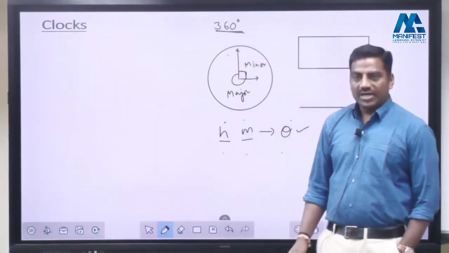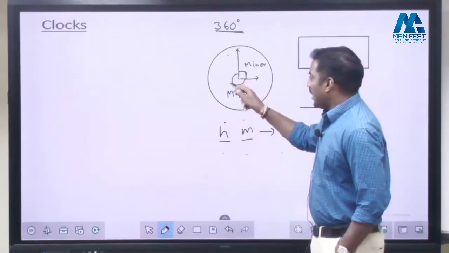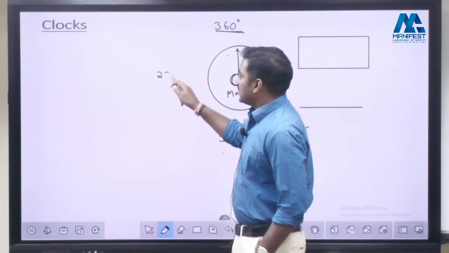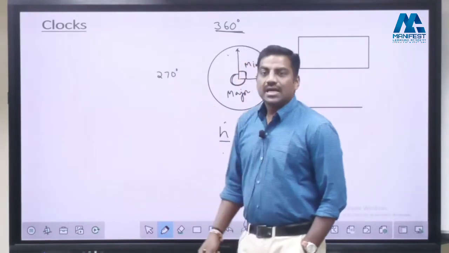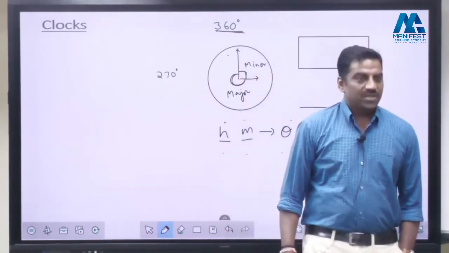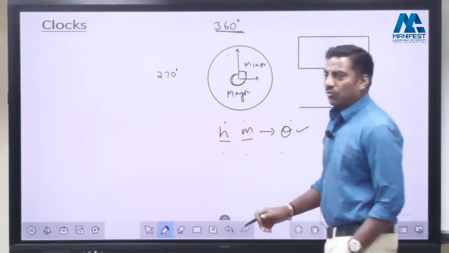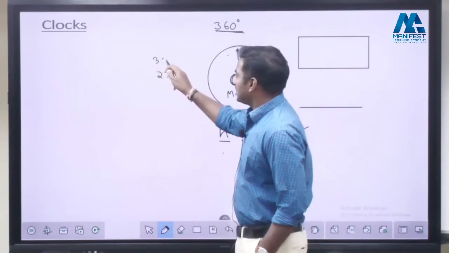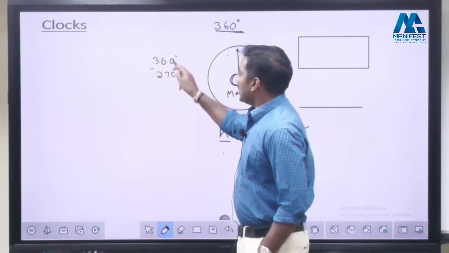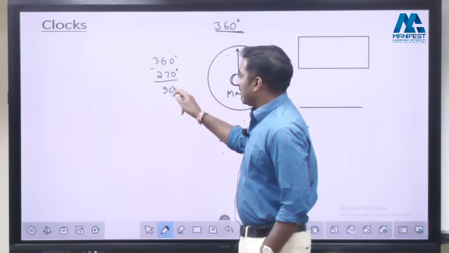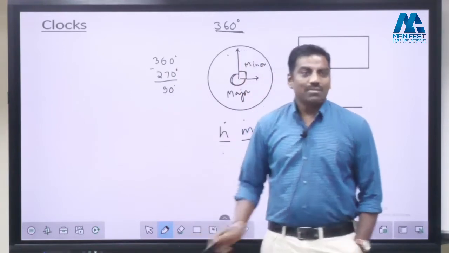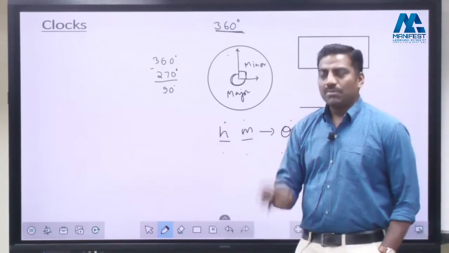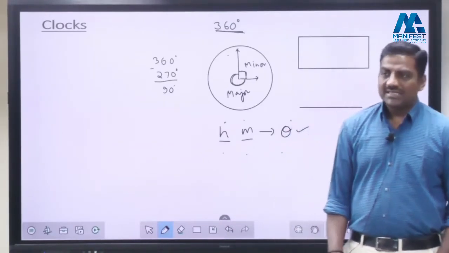Even if in your calculation you get an angle which is above 180 degrees, let's say in your answer you get around 270 degrees, and this option is not there, then simply you have to find the complement of this one. That is 360 degrees minus 270 degrees, which gives 90. You have to look for the minor angle always. Understood? Minor angle plus major angle will give us 360 degrees.